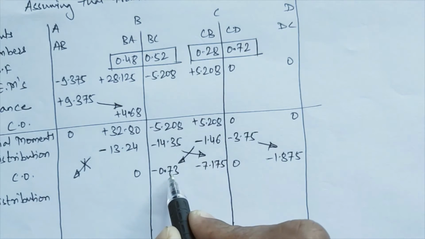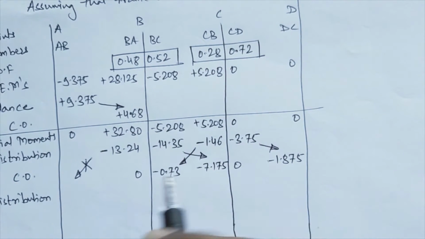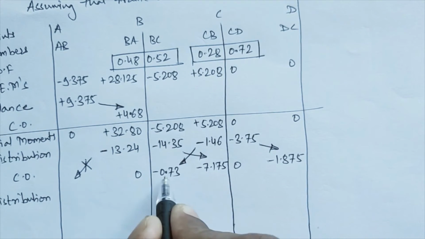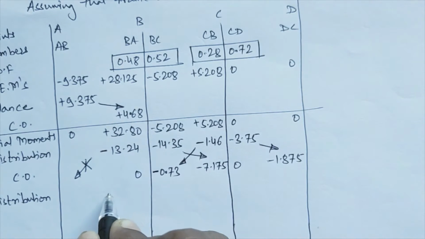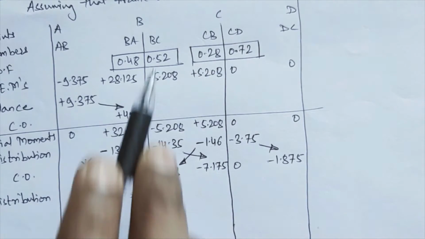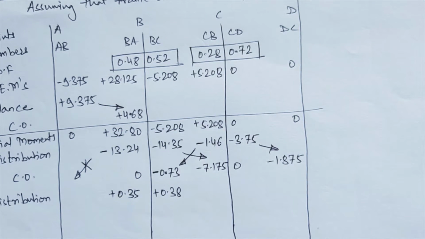So 0 minus 0.73, summation is minus 0.73, multiplied by these distribution factors. Now this summation is negative, so distribution will come positive. I get this 0.35, and this I get as 0.38. 0.73 into 0.48 is 0.35, 0.73 into 0.52 is 0.38.